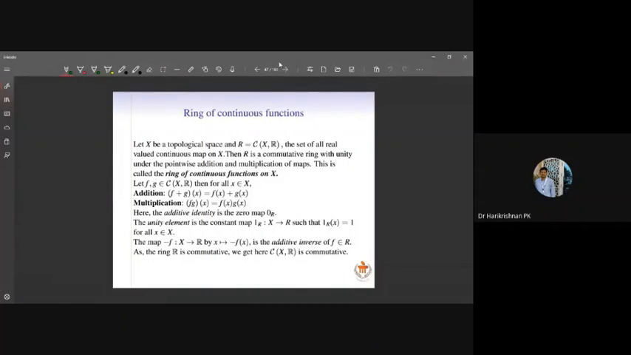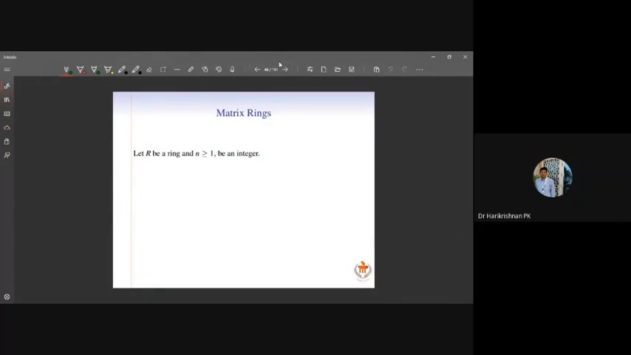Commutative ring with identity. So this class is the ring of continuous functions. So next, another class of rings that is named as matrix rings. Since it is named as matrix rings, it is obvious that the elements in these rings are matrices. To define the matrix ring, first I take a ring R, and I take n to be an integer greater than or equal to 1.